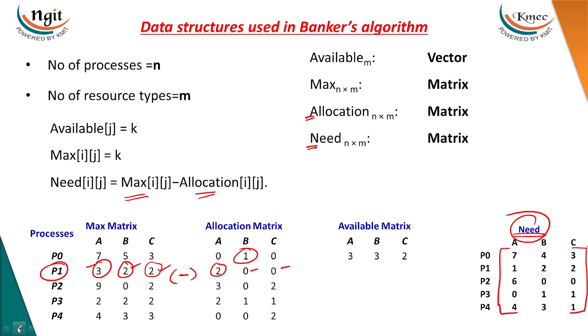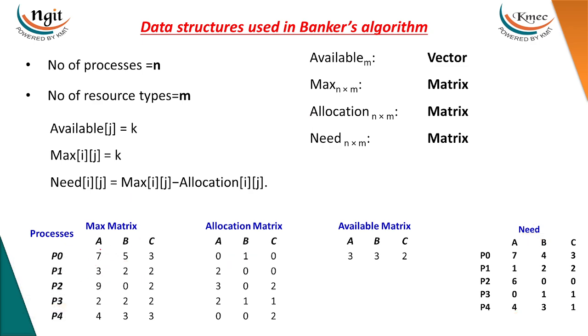Okay, right? So here it is easy. See, max of i j comma k, suppose this one, what is the meaning of this one? Max of i j comma k, that is P0 requires 5 instances of B. Similarly, if allocation of i j equals 1, that means P0 has 1 B instance allocated. Okay, right? So these are the data structures that we are using.